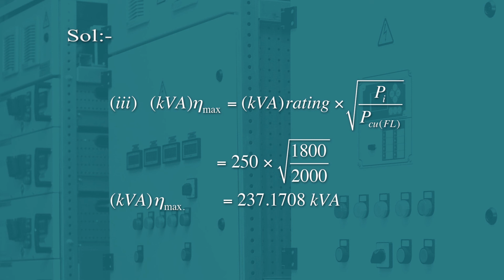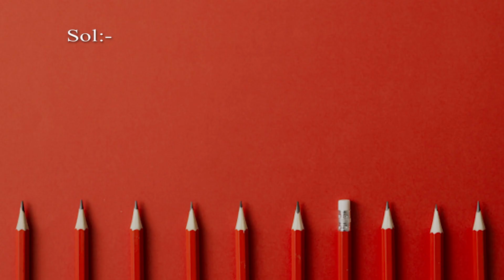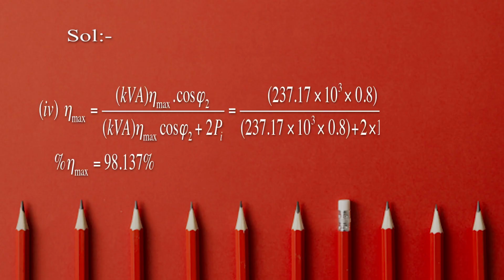Now third, you have to calculate kVA at maximum efficiency. So kVA at maximum efficiency can be written as kVA rating multiplied by under root Pi upon PCU full load. So kVA rating is given as 250, iron losses are given as 1800 watt, and copper losses at full load are given as 2000. So put all these values and solve it. After solving, you get kVA at maximum efficiency equal to 237.1708 kVA.